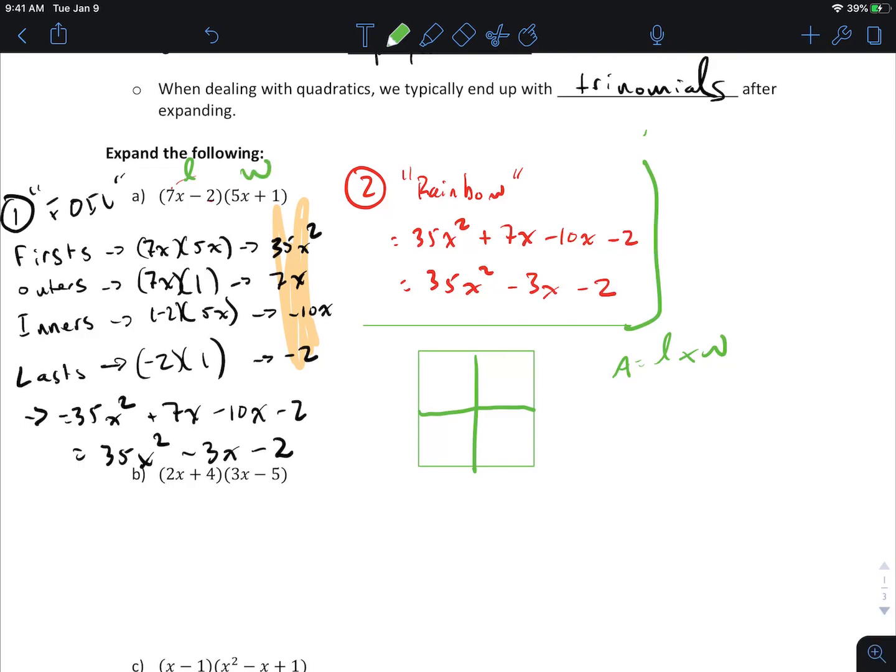So I write them on top and side, right? So I'm just going to go, okay, first piece is 7x minus 2. Along the side, I'm going to get 5x plus 1. Okay. And then I know area is equal to the length times width, so I'm just going to multiply the length times the width. So I'm going to go 5x times 7x is 35x squared. 5x times negative 2 is negative 10x. 1 times 7x is going to be 7x. And then 1 times negative 2 is negative 2. And then you can just clean up the inside, right? So again, just collect the like terms that are in there.